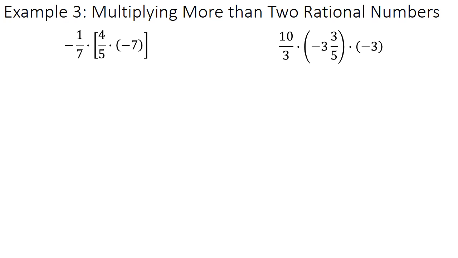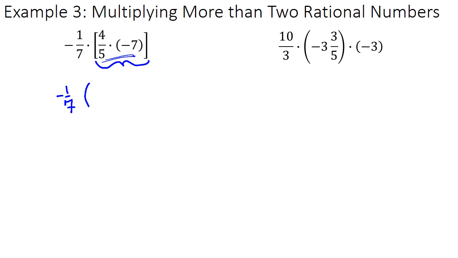Okay, for example number 3 here, we are going to be multiplying more than 2 rational numbers together. So in the cases where we may have 3 or more numbers that we need to multiply together, we are just going to take it step by step. And again, with this first problem right here, we are going to follow the order of operations and work inside our parentheses and brackets first. So we're going to take this -1/7 and we're going to set it off to the side real fast while we multiply the inside of this problem first.